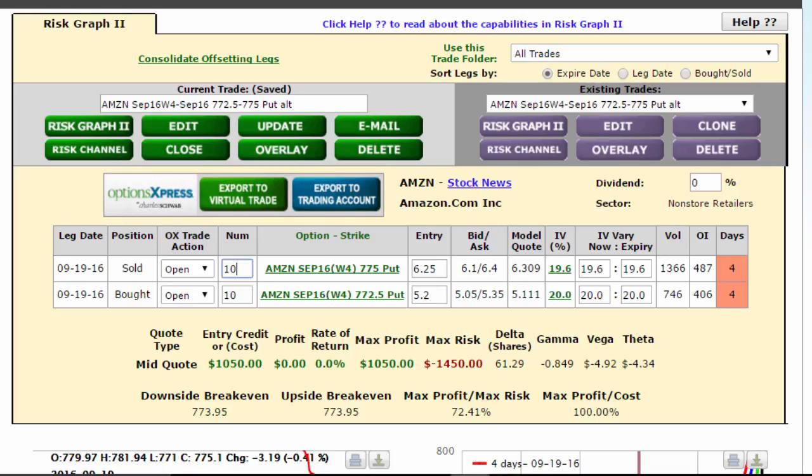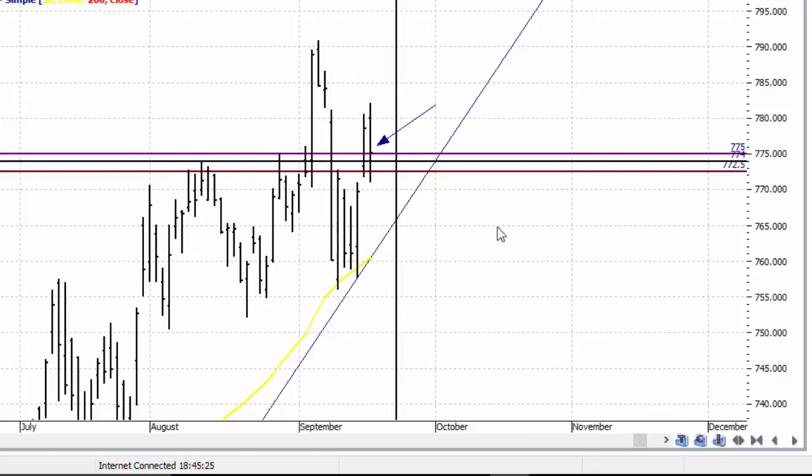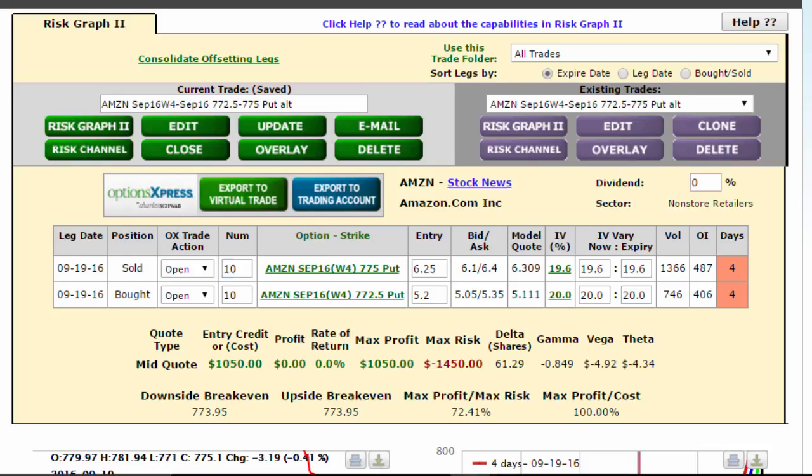I'm willing to take in less credit and less ROI in 4 days to give myself a much better probability of success. Now, how can I improve my probability of success? Well, I can construct a trade where this break-even point is perhaps at 770, because that means the stock can move a little bit more to the downside before I start to worry. So I'm going to show you the next one that I looked at.